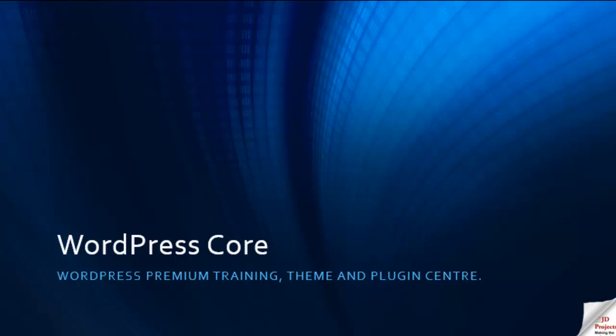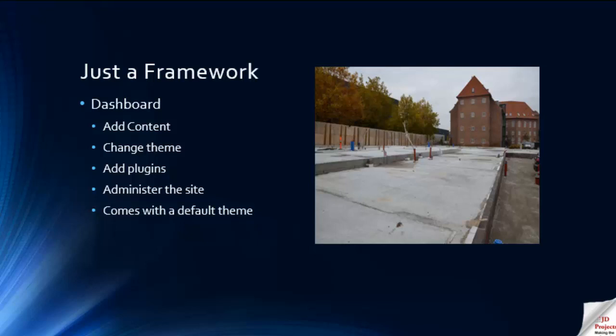So the WordPress core is the basic environment into which everything else sits. It's a bit like the foundations of a building site. You have your foundations, your services, your access, all organized, but there's nothing to see. There's no building. So within the control dashboard of WordPress, you can add your content, you can choose your theme, you can administer plugins, and generally run the site. WordPress is delivered with a default theme because otherwise there's nothing to get started with.